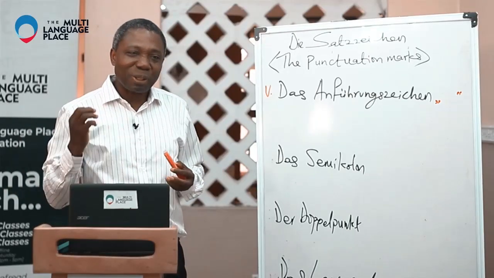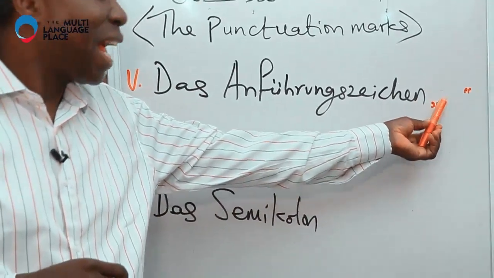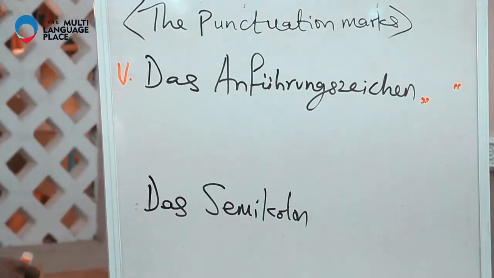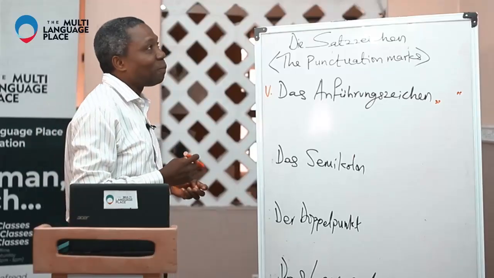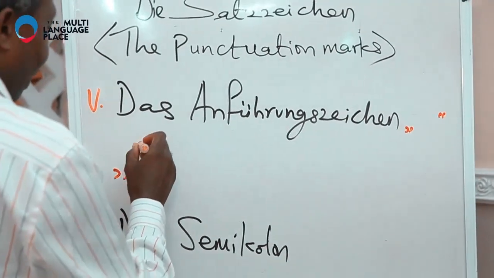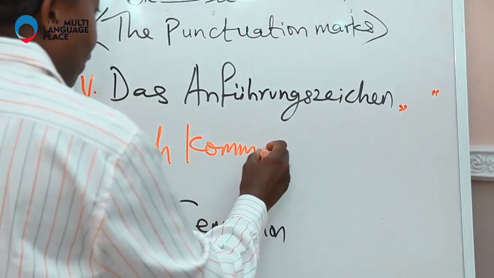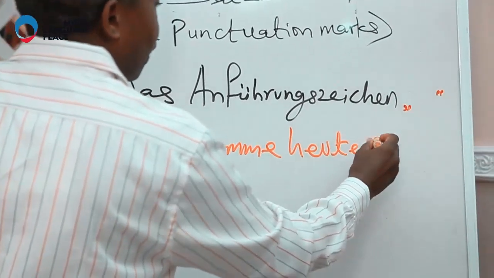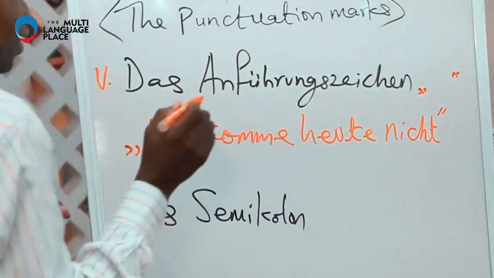But the interesting thing about quotation marks in German is you put the first one below, and you put the word in the middle and put the second one on top. So you have it there. So I'll just give an example. Ich komme heute nicht.